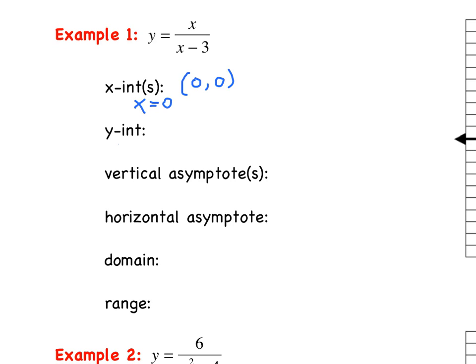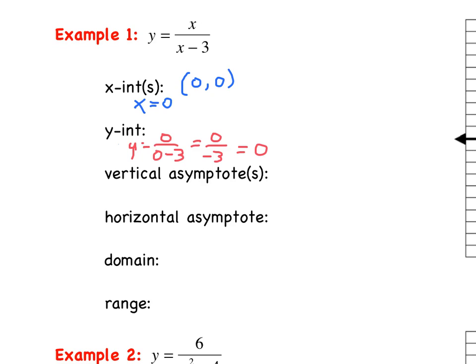And now to find the y-intercept, we let x equal 0, and we solve for y. So y is equal to 0 over 0 minus 3, which simply goes to 0 over -3, which is simply 0.